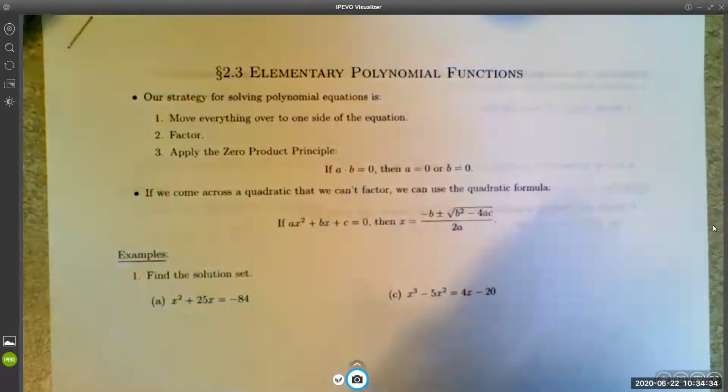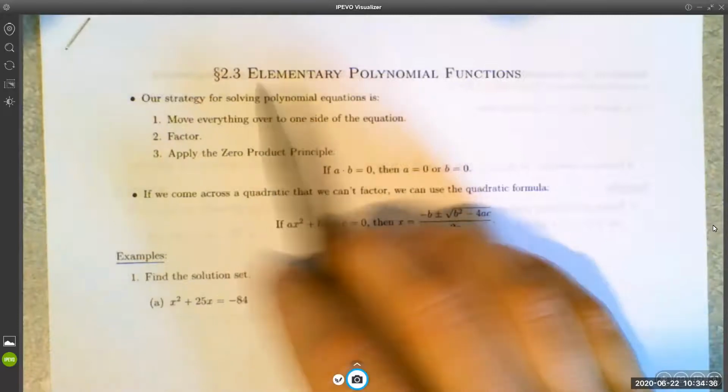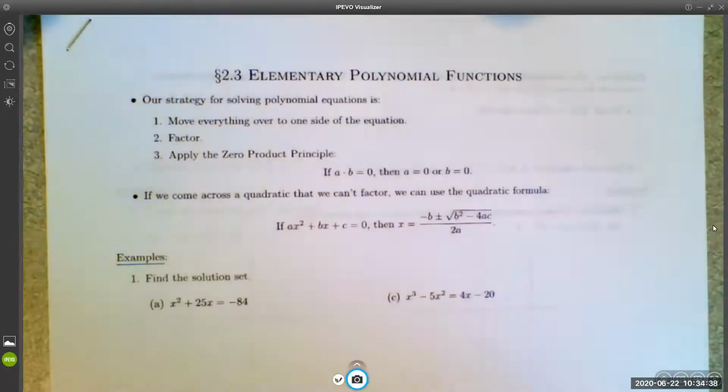And I'm calling this section elementary polynomial functions because polynomials are going to be something that we cover in greater detail, I think in chapter 4 of the course. So we're going to do an entire chapter about polynomials. They're really, really interesting. So for now, in this section, the focus is just going to be on what you should already know about polynomials coming into the class.